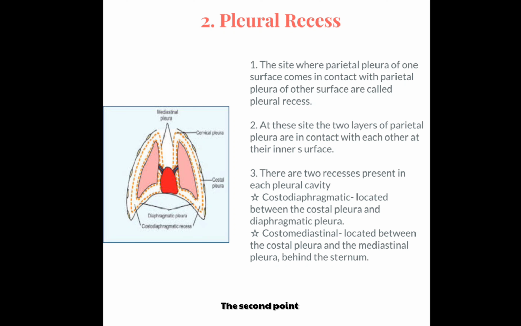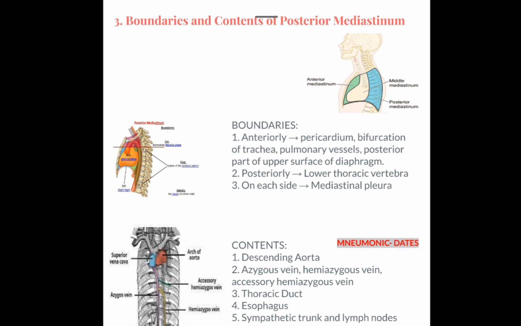The second point, you can see at these sites the 2 layers of parietal pleura are in contact with each other at the inner surface. So that is what we have seen now. Then there are 2 recesses present in each pleural cavity. The first one is the costodiaphragmatic recess, which is formed between the costal pleura and the diaphragmatic pleura, and the second one is the costomediastinal recess, which is formed between the costal pleura again and the mediastinal pleura. So the mediastinal pleura is the parietal pleura of the mediastinum. Okay, now moving on to the next question.